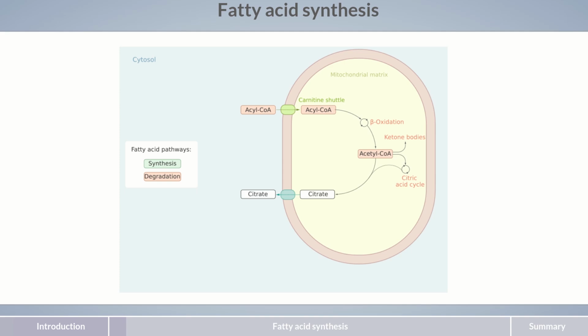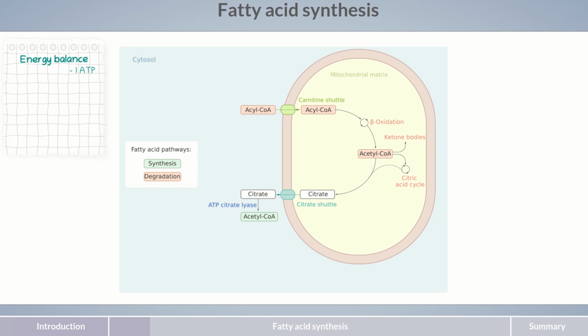Consequently, excess acetyl-CoA or citrate from the citric acid cycle needs to be transported from the mitochondria to the cytosol. This transport is mediated by the citrate shuttle in the inner mitochondrial membrane. In the cytosol, acetyl-CoA is restored from citrate. However, the energy required per acetyl-CoA molecule is 1 ATP, which will add to the energy balance.